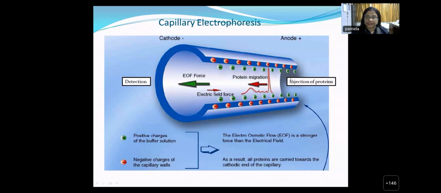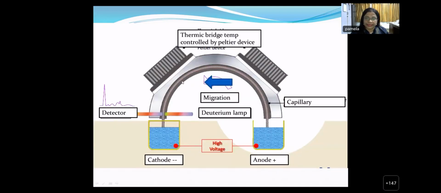So this force takes the proteins from the anodic end to the cathodic end, where they are detected, because this force is stronger than the electric field force, which is trying to push the proteins this side. So this is how the capillary is, a silica bonded capillary, and inside it you have the migration of serum proteins to this side. A deuterium lamp and a detector detect the proteins in the form of bands and also give you an electrophorogram.